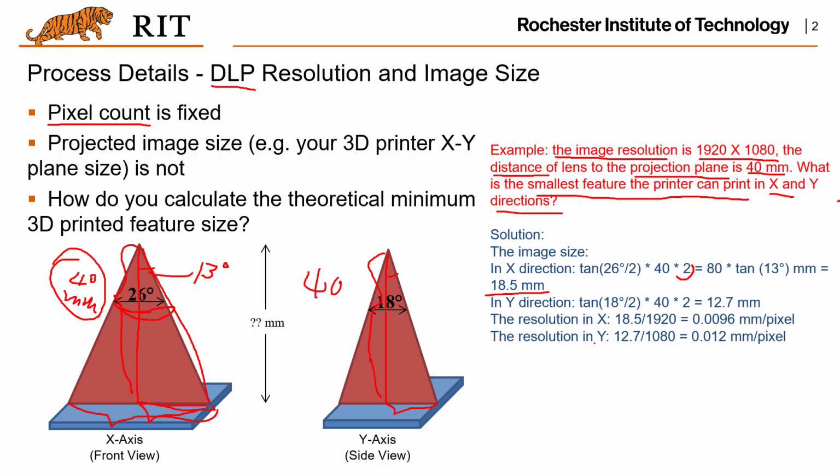Similarly, you can apply it to the y direction and get another resolution in y. Then you will have this minimal feature size. So that's how you could predict the theoretical minimal 3D printing feature size by knowing that information and doing the calculation.